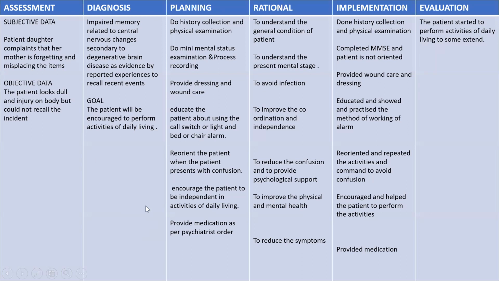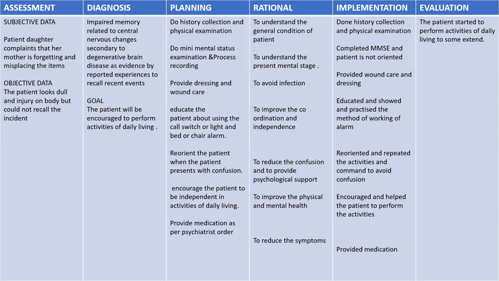So first we will talk about impaired memory related to central nervous system changes secondary to degenerative brain disease as evidenced by reported experience to recall recent events. While writing a care plan, as I said, you have to write these columns: assessment, diagnosis, planning, rationale, implementation, and evaluation. First thing is assessment. In assessment, you have to write subjective data and objective data. Under subjective data, what the patient is saying, and under objective data, what you are observing.